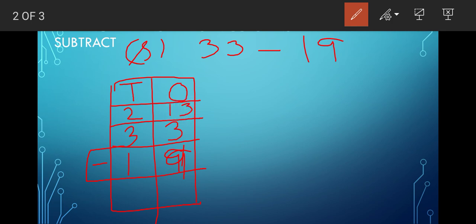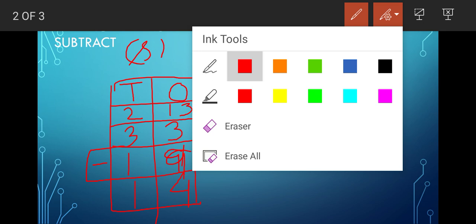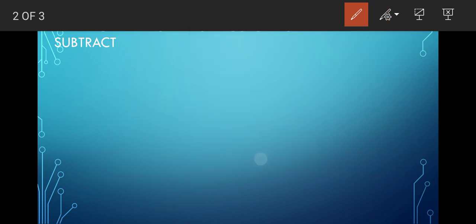Now 13 minus 9 will be how much? Yes, it is 4. Now 2 minus 1 will be 1. Okay. Now what is the answer? Answer is 1 tens and 4 ones. 1 tens and 4 ones means how much? What is the figure? It is 14. The number we are getting is 14. So write it. Okay children.